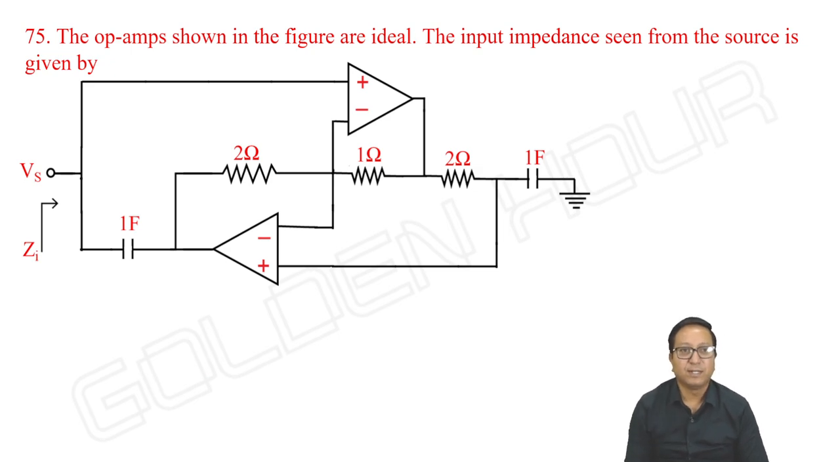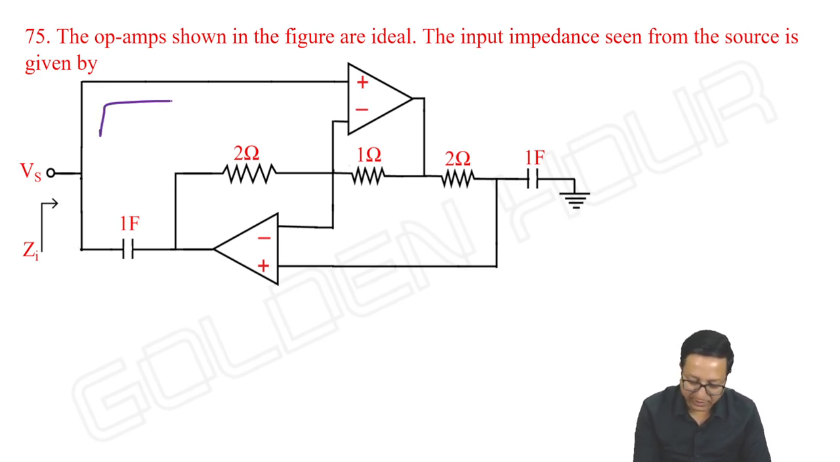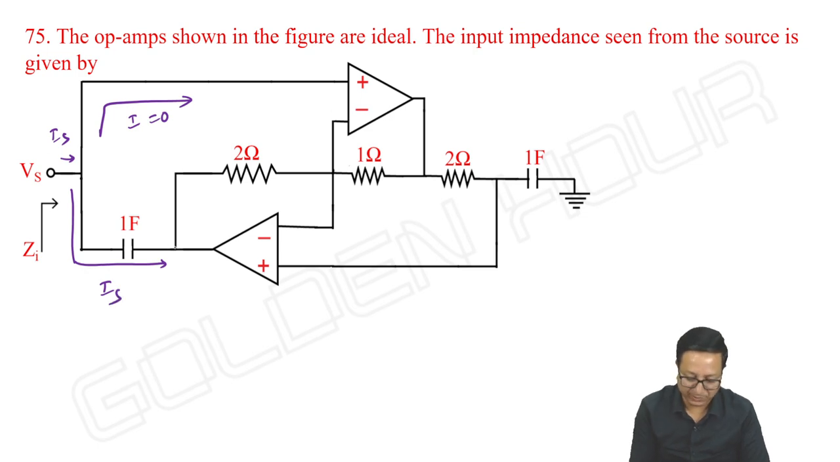Next, the op-amps shown in the figure are ideal. The input impedance seen from the source is given by. What is the input impedance seen by the source? Okay. See, is there any current that is possible here? No. So definitely if I assume this current as Is, the entire Is will be coming up to this node, I can say. Okay. Then let me take this as amplifier 1 and this as amplifier 2.